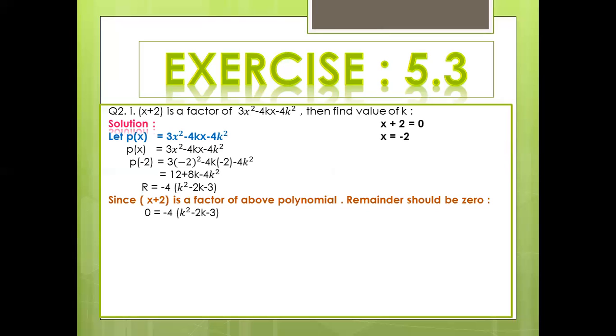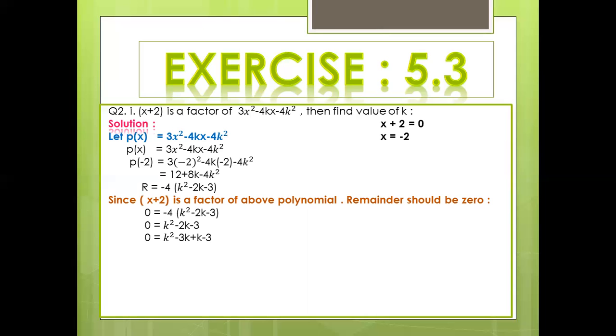But in the question they mentioned that x plus 2 is a factor of the given polynomial. It means that the remainder should be equal to 0. According to the definition of the factor theorem, the remainder should be equal to 0. So instead of r, we put there 0. Now the equation becomes 0 is equal to minus 4 into k square minus 2k minus 3. K square minus 2k minus 3 will be left to you.